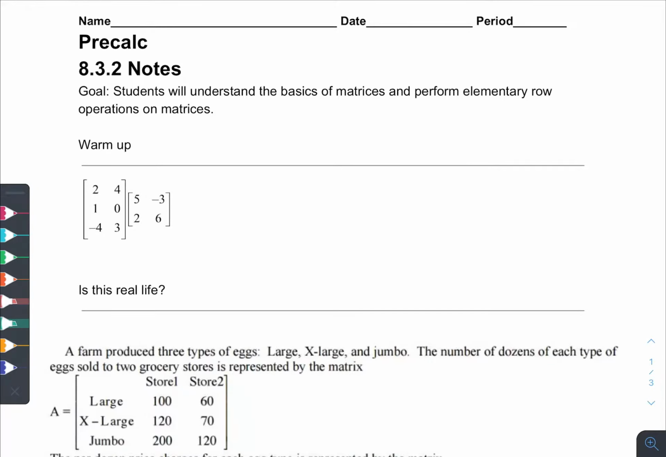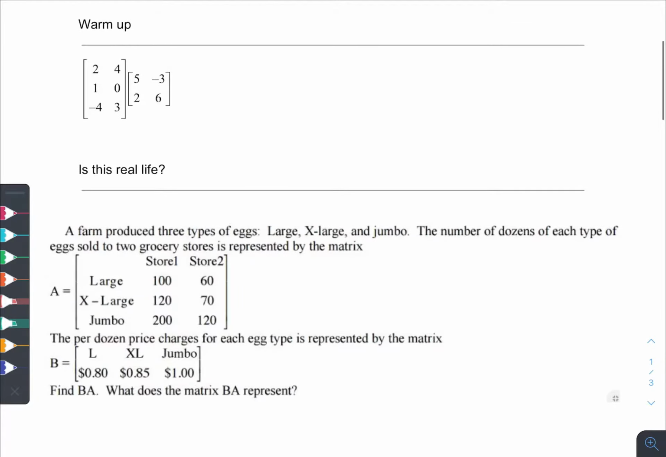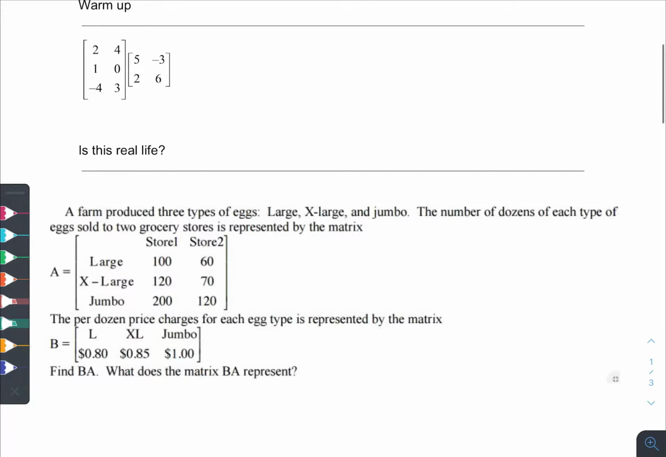Today we are going to continue understanding the basics and performing row operations, with more of a focus on solving these things. Okay, so let's jump in. We're going to skip the warm up and jump into our real life example.